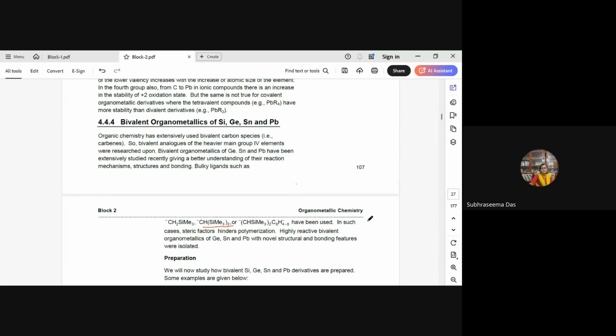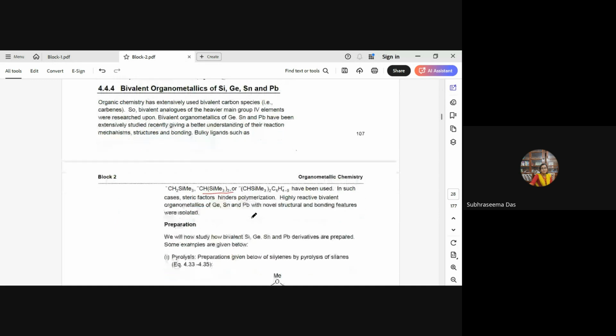But although in such cases, since these ligands are bulky, steric factors also prevent the polymerization. However, some complexes have been isolated. So what are the complexes that have been isolated?